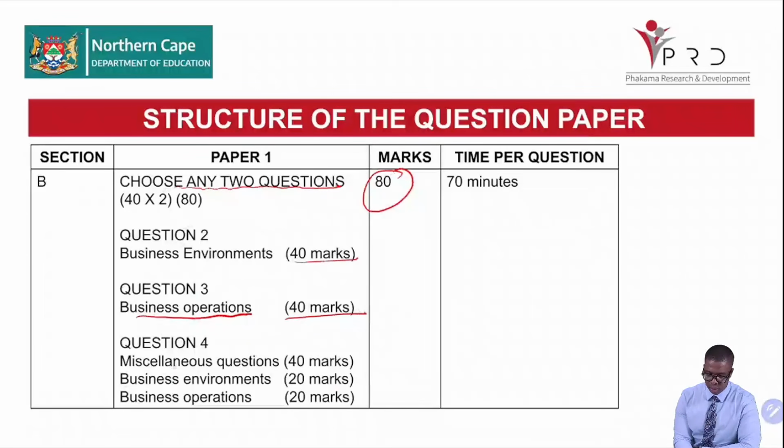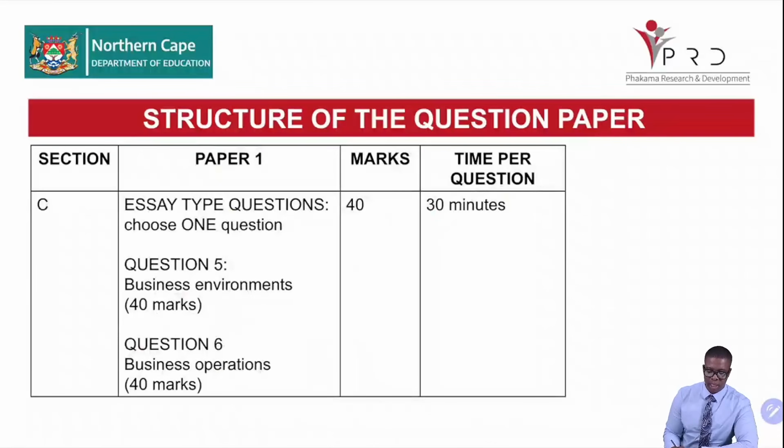Then we go to question 4, miscellaneous questions. For 40 marks, we have business environment and business operations there. With question 4, just know that both business environment and business operations are assessed, and they are given 20 marks each, and the total becomes 40. So if you are choosing questions 3 and 4, you should prepare business environment whether you like it or not. This guideline says you should be ready to answer business environment subtopics, and you should be ready to answer business operations subtopics.